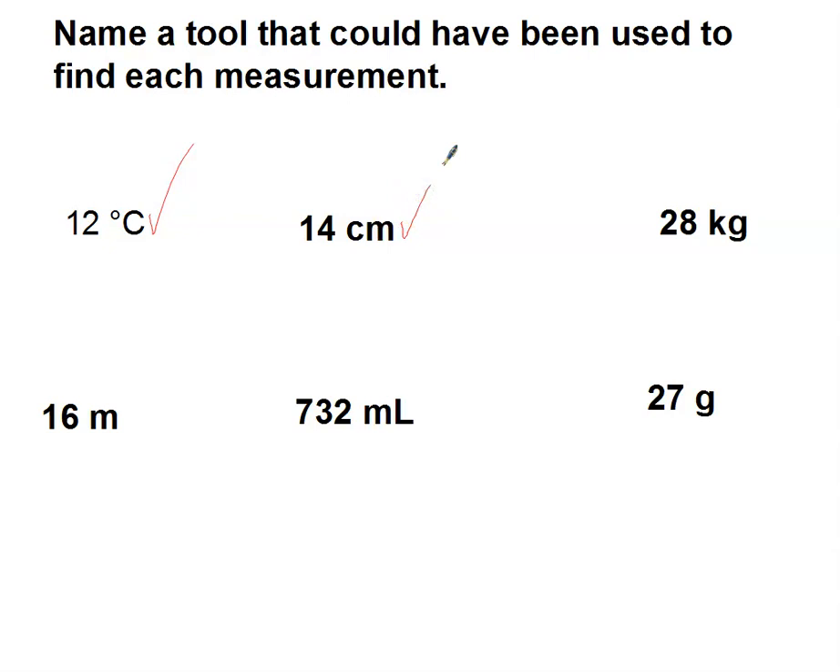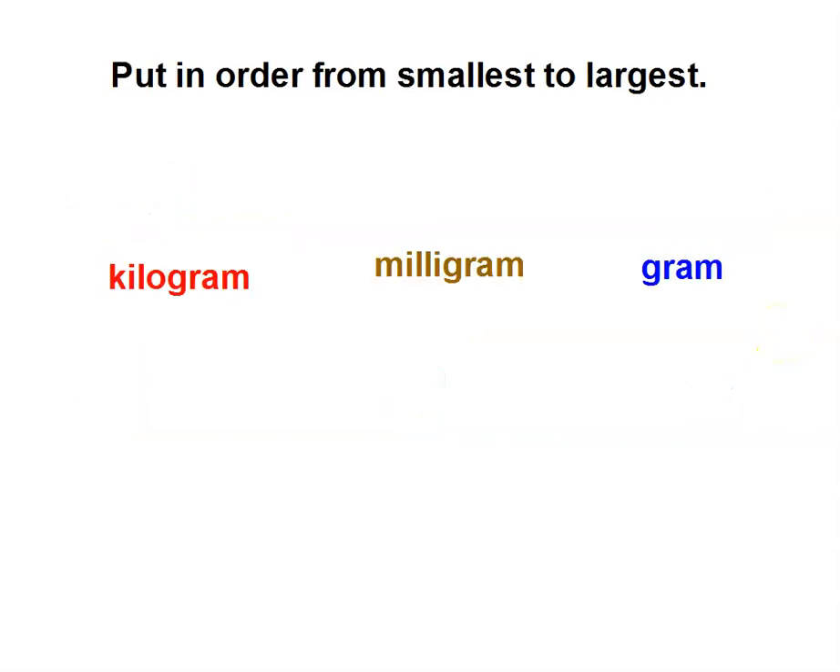28 kilograms, that's probably what a second grader or third grader would weigh. We're going to put them on a scale. 16 meters, when we did the trundle wheels, click, click, click. 732 milliliters. Okay, we probably would have used a graduated cylinder lots of times, or maybe a measuring cup, because that's almost a liter. And 27 grams, that's when we would have been using the balance. We would have had 27 cubes on one side and something else on the other.